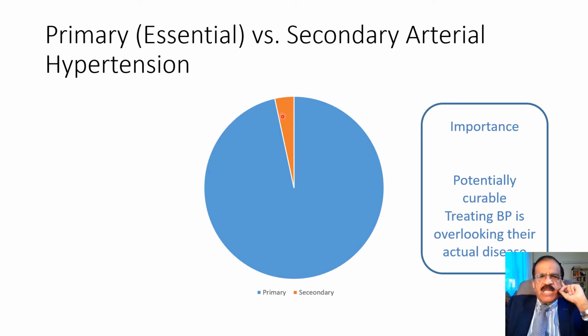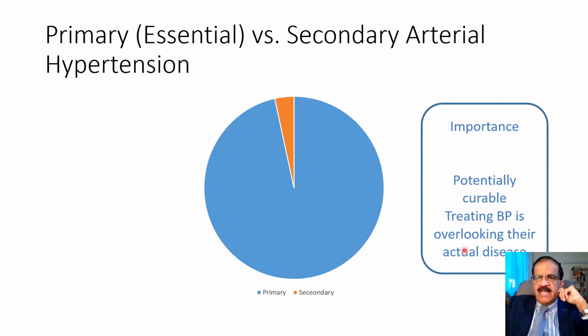Now, it is a small number, but it is an extremely important number. Why? Because here hypertension is potentially curable. Whenever we diagnose hypertension, we are talking about lifelong medication and lifelong follow-up. But there is an opportunity of curing the disease. In essential hypertension, we cannot cure, but in secondary hypertension, there is a possibility that we can cure it. So that is one reason this group is important.